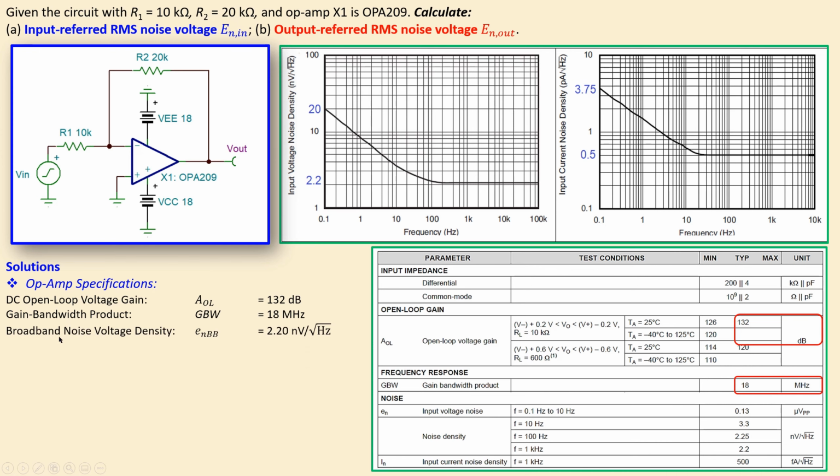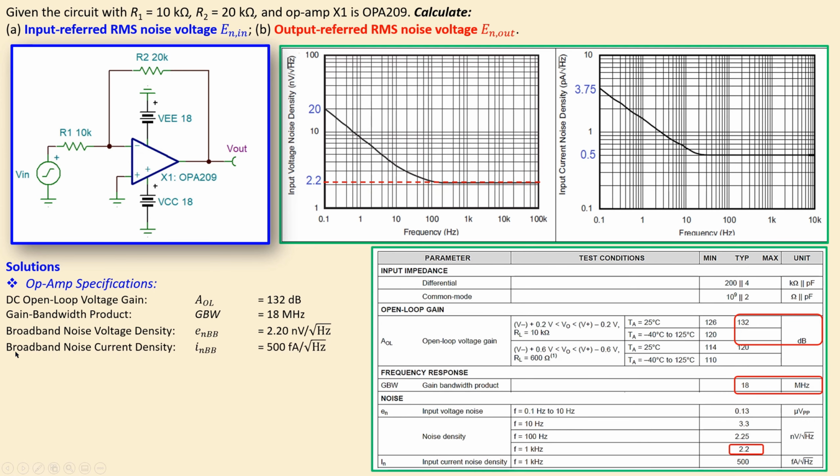The next one is the broadband or the white noise voltage spectral density, which is then given by the small letter E sub N BB, broadband, which is then 2.20 nanovolts per root hertz, and that is shown here. At that frequency, that means actually from that frequency and further, you will have this value. You can also see that from the graph here on the left side, that approximately at 1 kilohertz, this value of this plot will stay at approximately 2.2 nanovolts per root hertz. But before that, it has some dependency on the frequency.